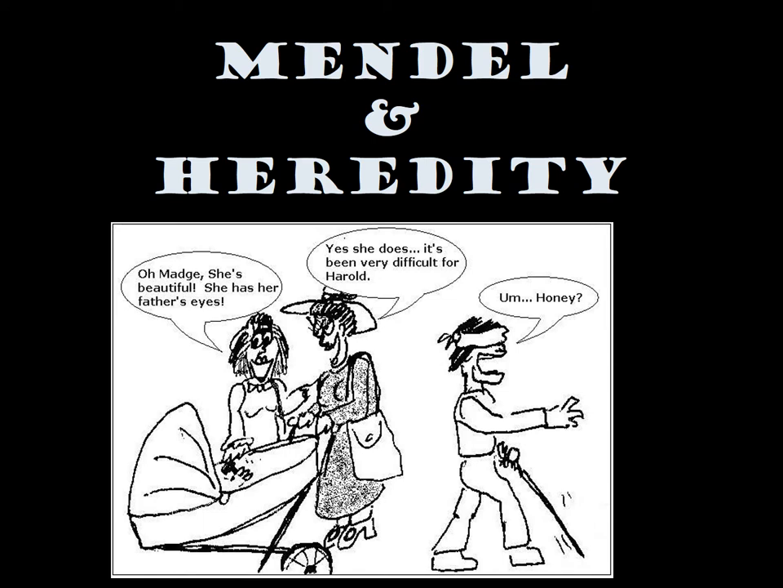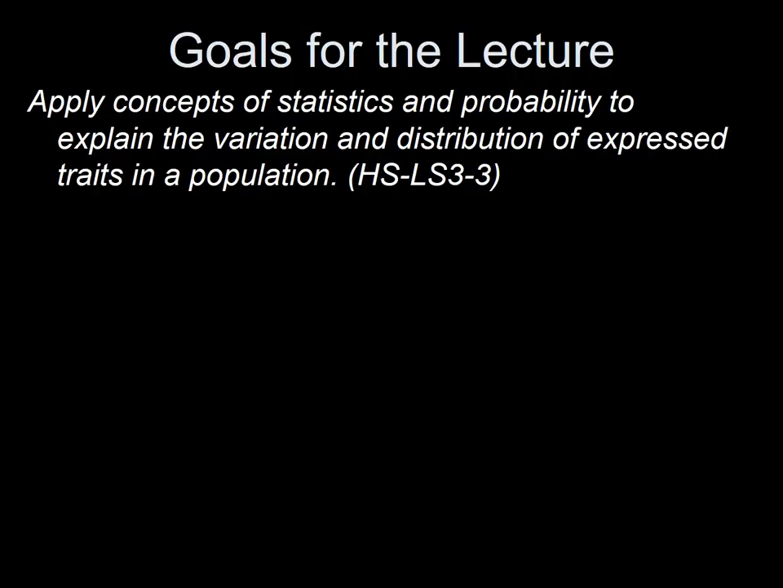Today's lecture is called Mendel and Heredity. It's all about how parents pass on traits to their offspring. We're trying to answer that question: how does a trait like sickle cell anemia skip one or more generations? We're going to apply concepts of statistics and probability to explain the variation and distribution of expressed traits in a population. And this is high school life science standard 3.3.